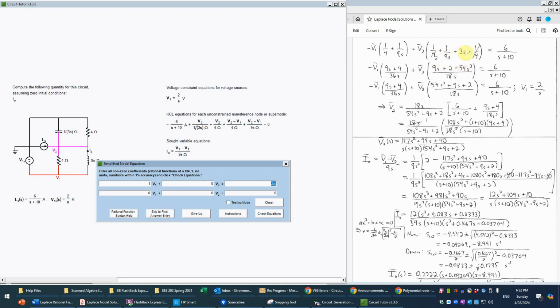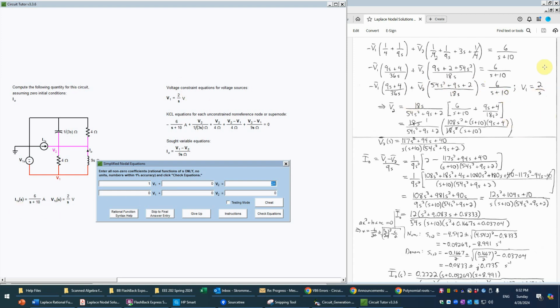and 18 times 3 is 54, and then s times s is s squared. So we have that numerator. And once again, you can check 9s over 18s is 1/2, 2 over 18s is 1 over 9s, and 54s squared over 18s is indeed 3s. And that's equal still to the same constant term. And now I just rewrote it in the next line here, just putting this polynomial in the proper order from descending powers of s, so that can be accepted directly into Circuit Tutor. And then of course the V1 term we already knew was 2 over s.